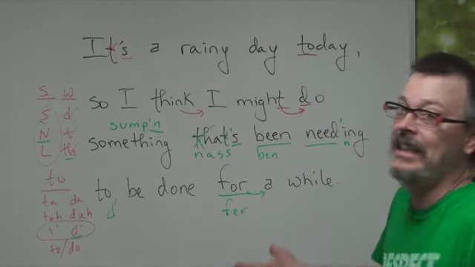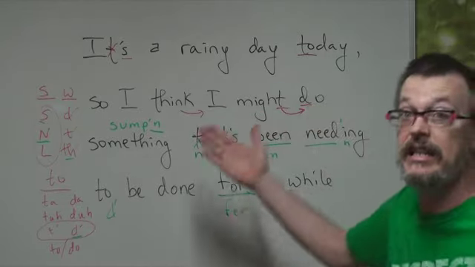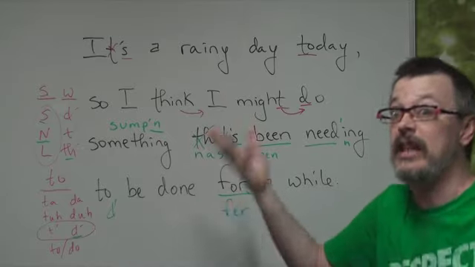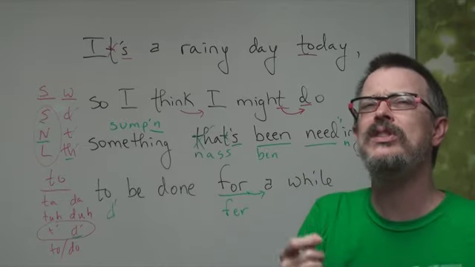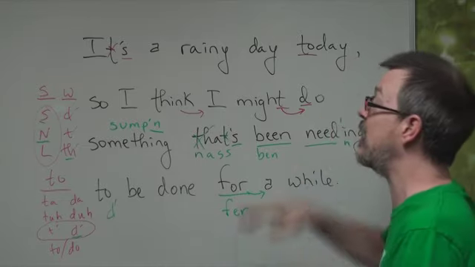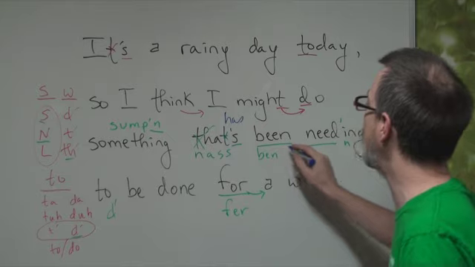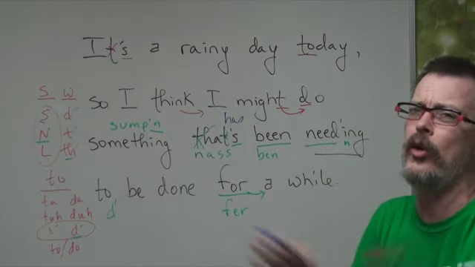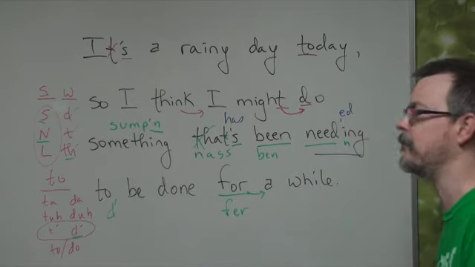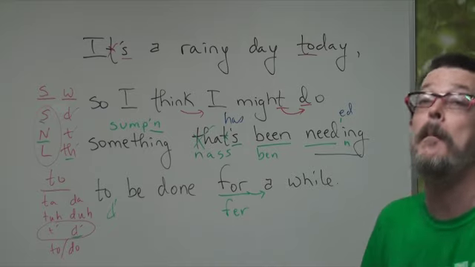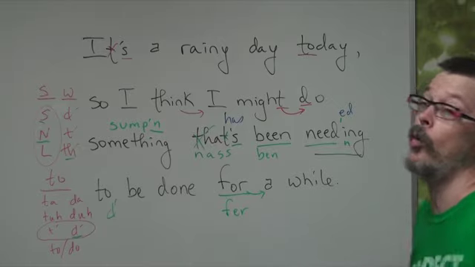Okay, grammatically there's a mistake. There is a grammar problem. It is a rainy day today. No problem. It's raining outside today. It's rainy. So, I think I might do something. What should I do? I might do something that has been, of course this is has, that has been needing, wrong grammar, needed. That has been needed to be done. It sounds a bit strange, but we do say that. That has been needed to be done for a while.